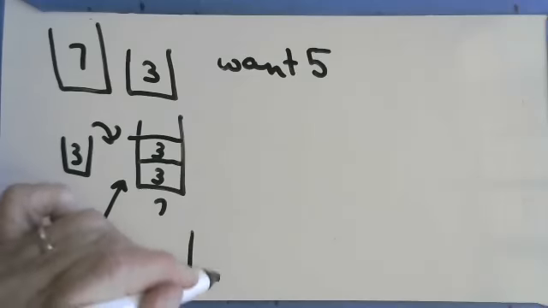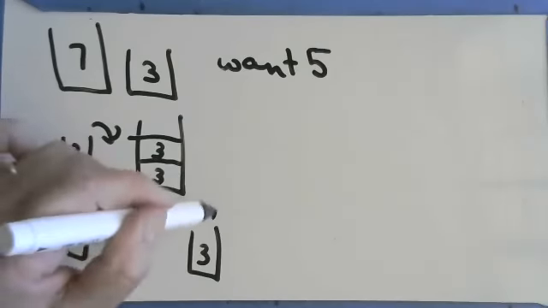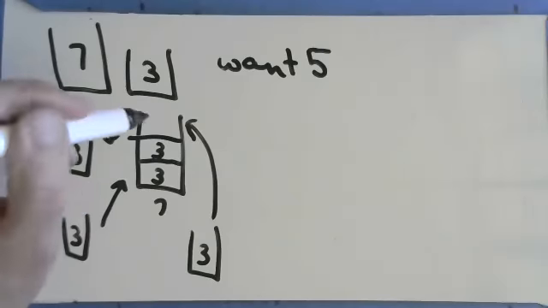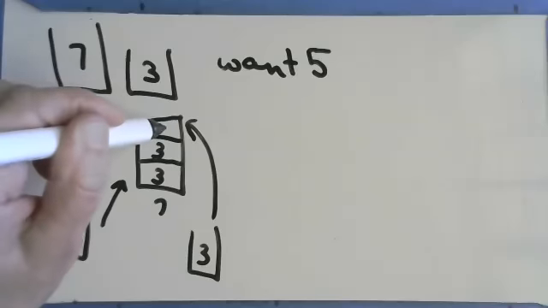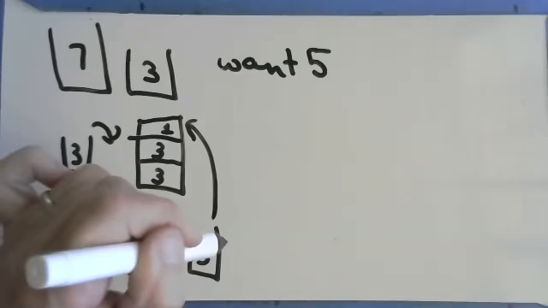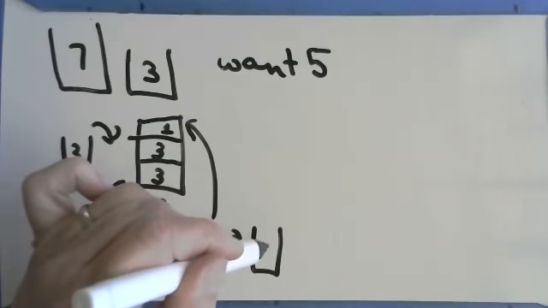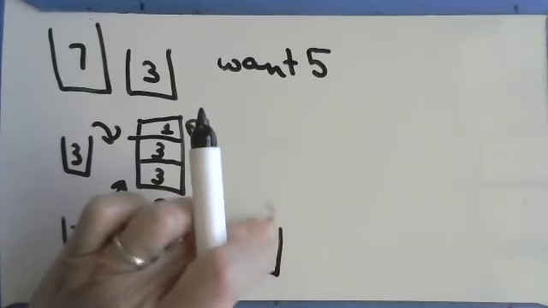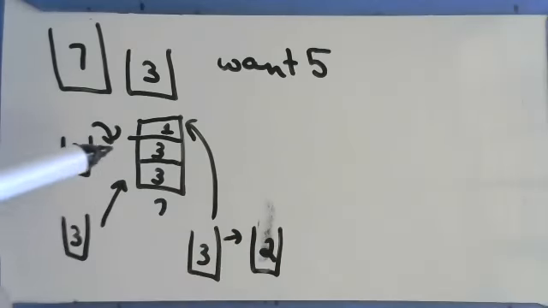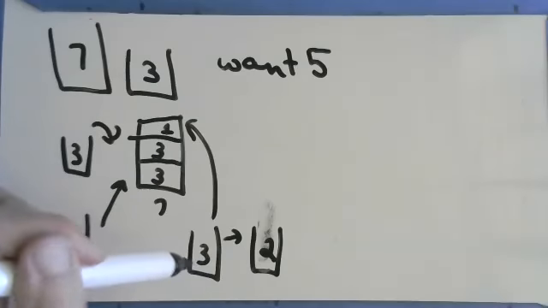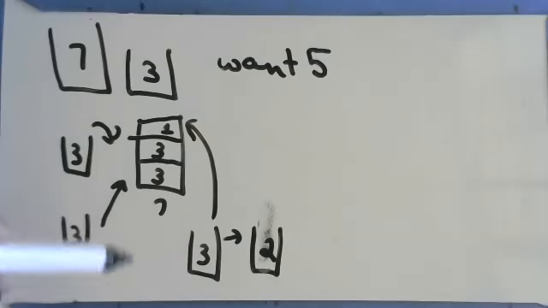And then I fill up the 3 gallon again and I pour it into the 7 gallon, but I can't pour all of it in this time. All I can do is pour in 1 gallon. And what's left over in my 3 gallon is 2 gallons. So now I have a full 7 gallon bucket and I have 2 gallons in the 3 gallon bucket.